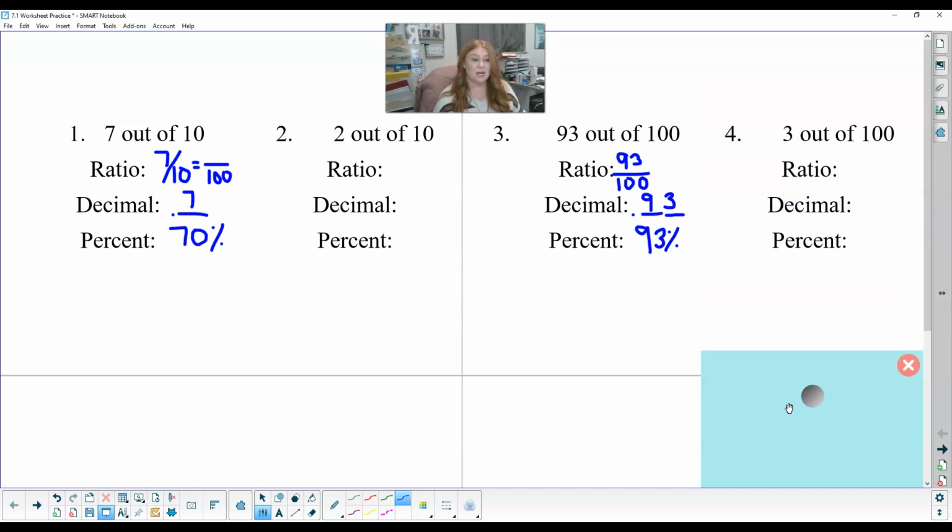So I want you to try number 4. So think, this is only 3 hundredths. It is not going to look like this. I'll give you that hint. That is 3/10. I want 3 hundredths. So see if you can figure out that one and come back when you are ready for number 5.